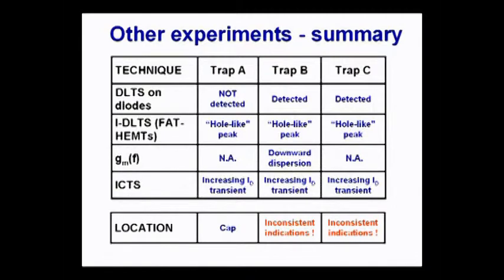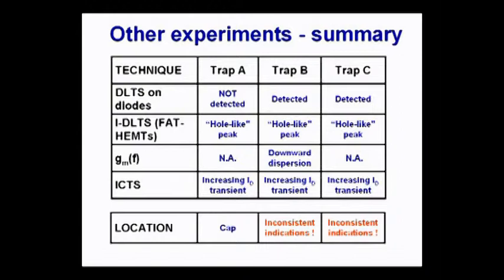This table summarizes the outcomes from the other characterization techniques. So when DLTS is applied on diodes, only traps B and C are detected, while trap A is not detected. This suggests that traps B and C are located in the bulk, while trap A is located at the surface.